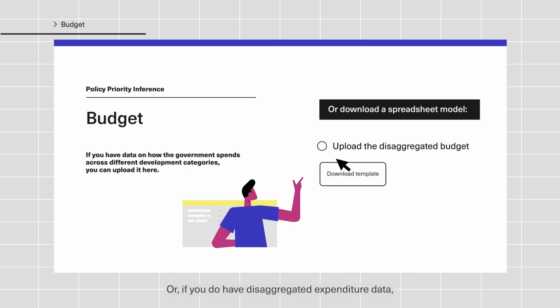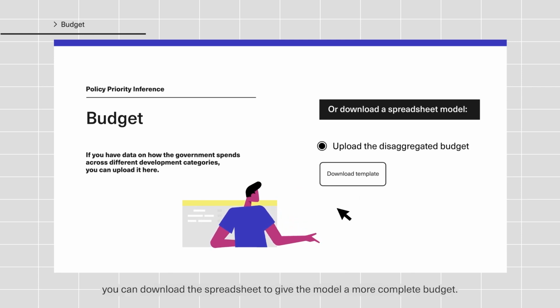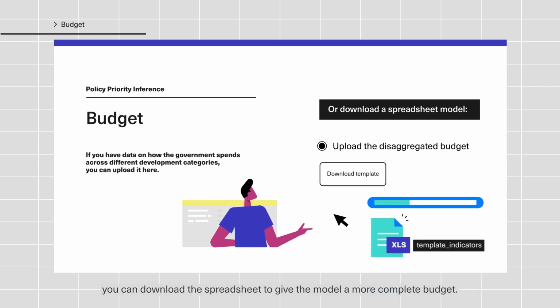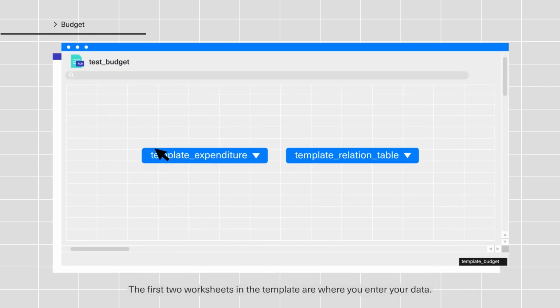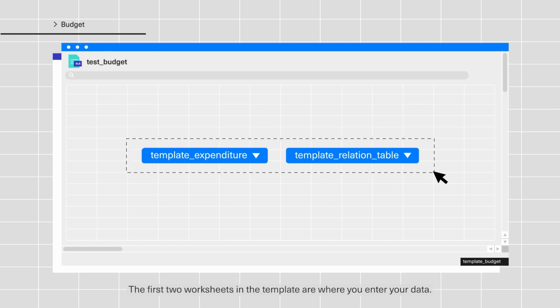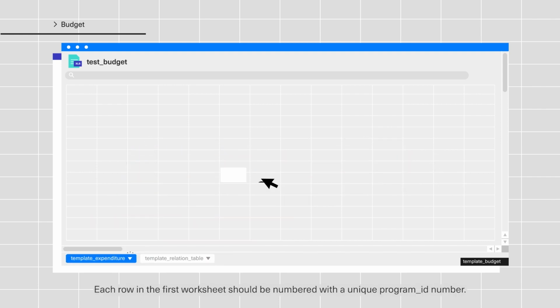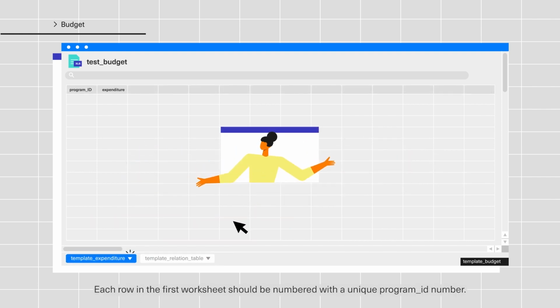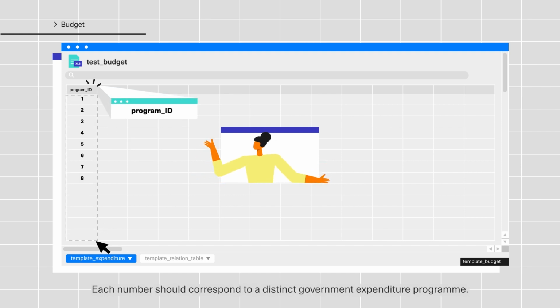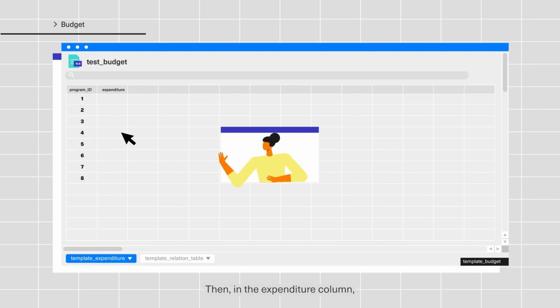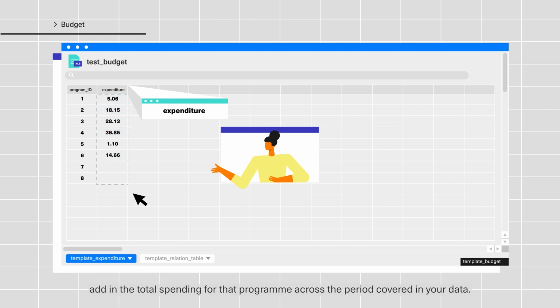Or, if you do have disaggregated expenditure data, you can download the spreadsheet to give the model a more complete budget. The first two worksheets in the template are where you enter your data. Each row in the first worksheet should be numbered with a unique Program ID number. Each number should correspond to a distinct government expenditure program. Then, in the expenditure column, add in the total spending for that program across the period covered in your data.